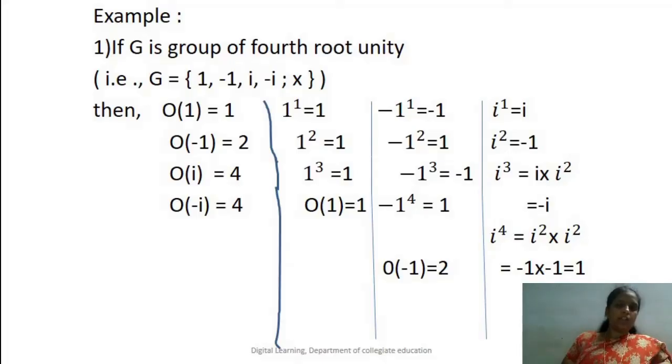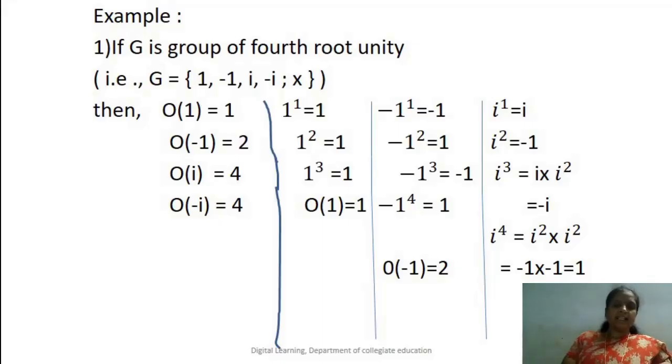Then 1 cube is 1 into 1 into 1, so again it becomes 1. So 1 to the power 1 gives 1, 1 squared gives 1, 1 cube also gives 1 only. Therefore, we have seen only one element here, that is 1. So the order of 1 is equal to 1. This is how we find the order. No other element did we get other than 1.